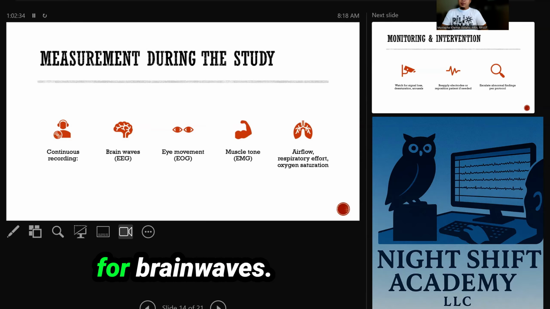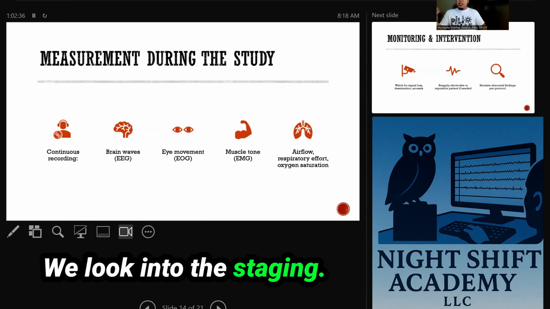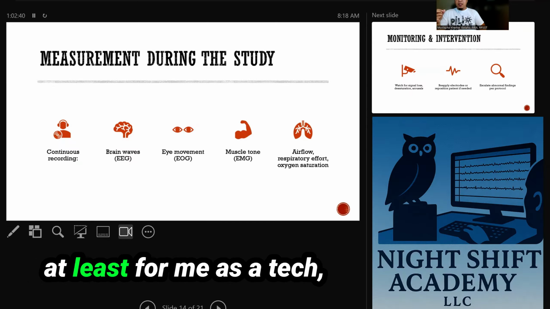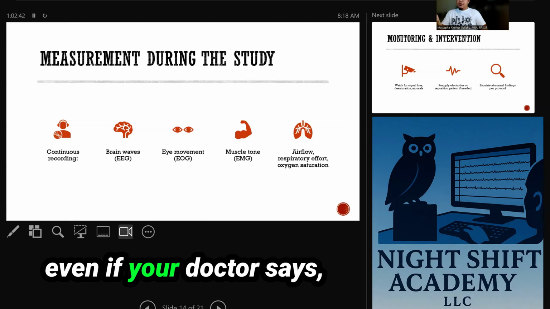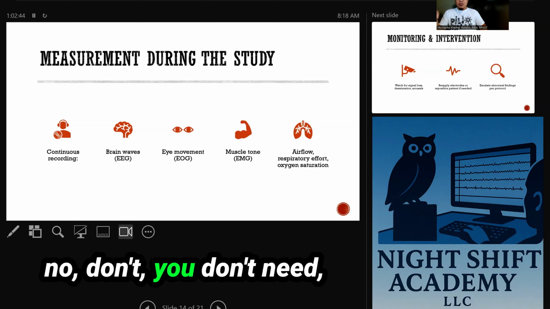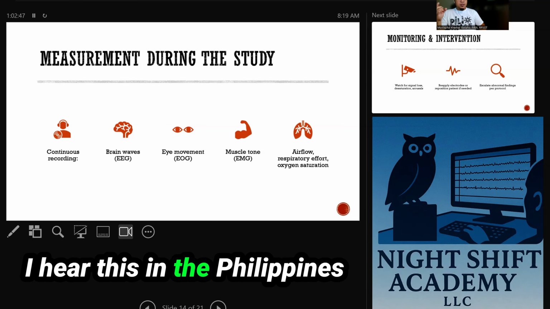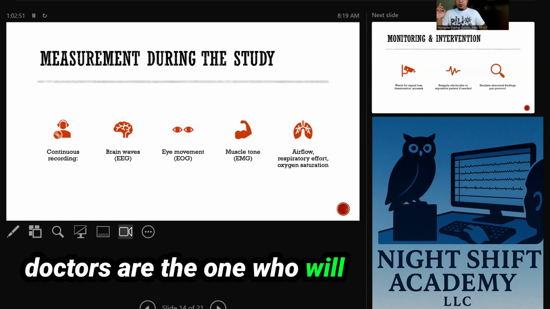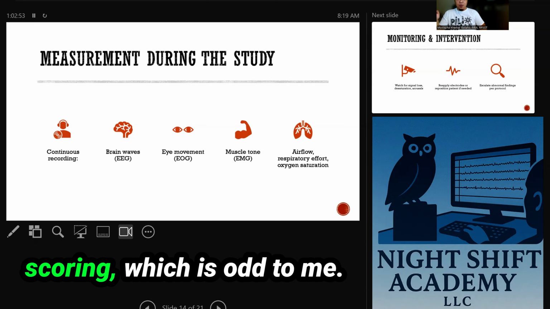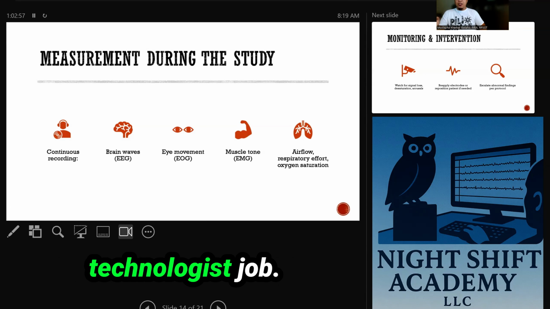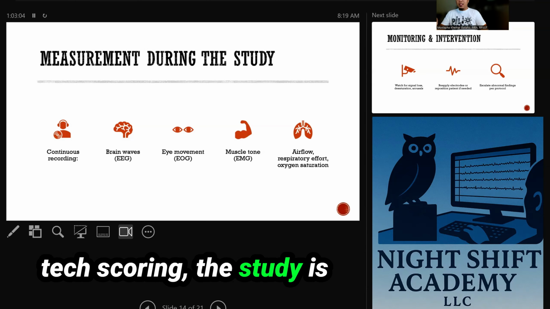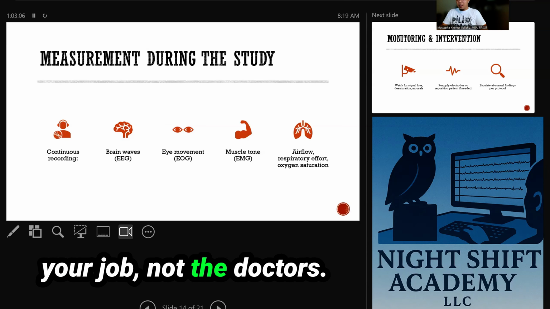But when we monitor for brain waves, we look into the staging. So you have to try to stage at least. For me, as a tech, even if your doctor says, no, you don't need to score. I hear this in the Philippines because in the Philippines, most of the time, the doctors are the ones who will actually stage and do the scoring, which is odd to me. Scoring is the sleep technologist's job. Once you're a licensed tech, scoring the study is your job, not the doctor's.